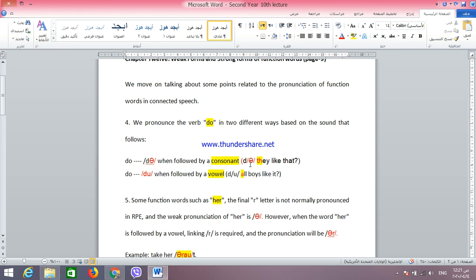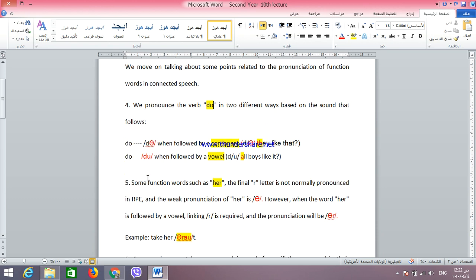So it depends on the following sound. If it is a consonant, it's weak. If it is a vowel, it's strong.